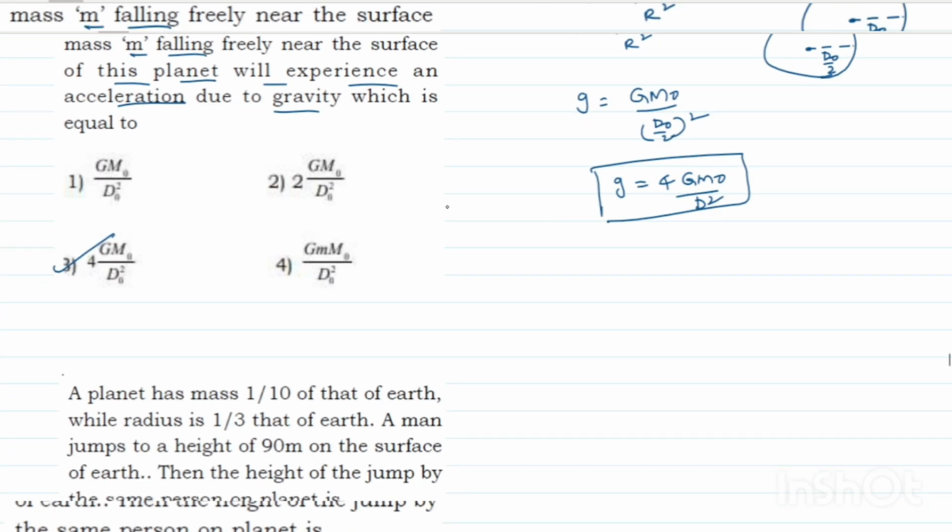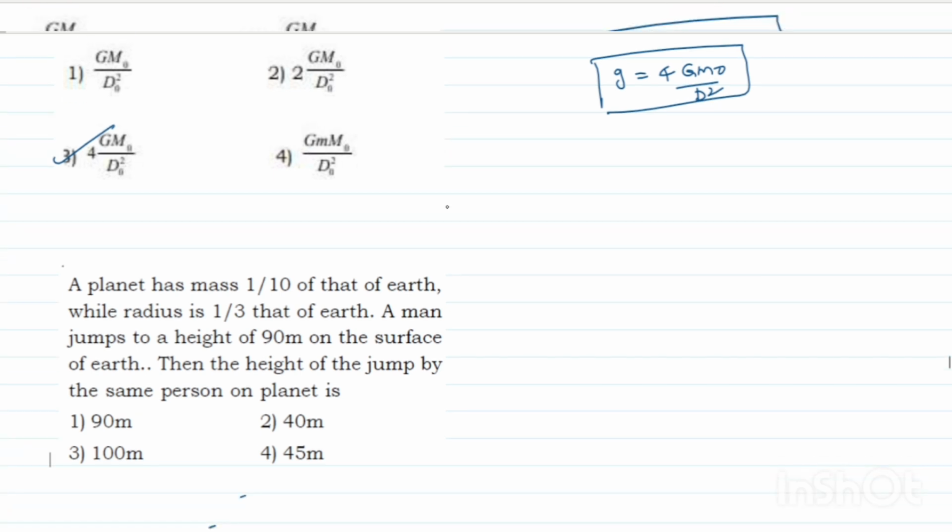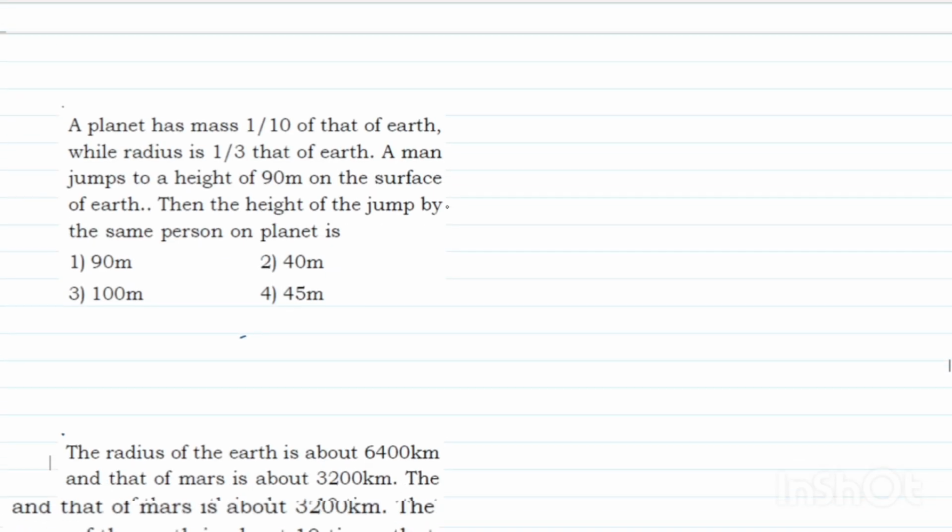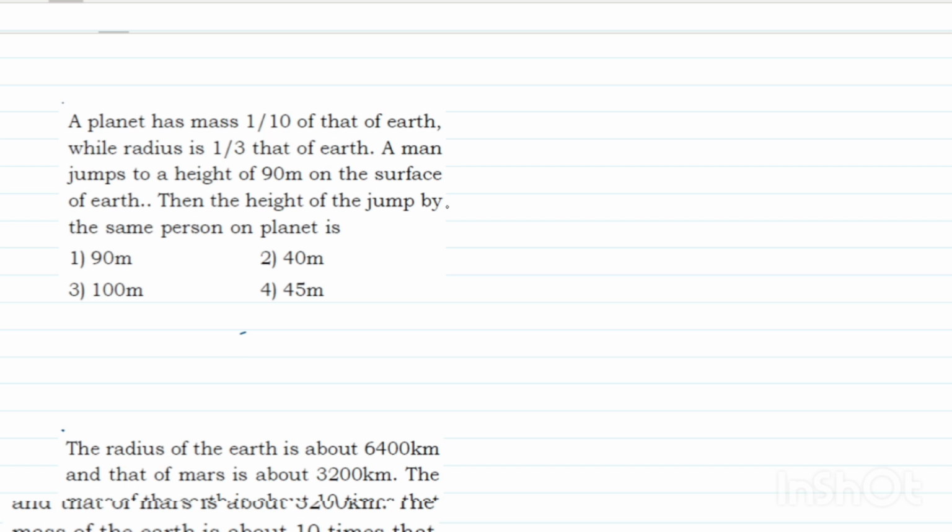Let us see the next question. A planet has a mass of 1 by 10th of the mass of the Earth, while its radius is 1/3 of that of the Earth. The mass of the planet is 1/10th of the mass of the Earth, and the radius of the planet is 1/3 of the radius of the Earth. A man jumps to a height of 90 meters on the surface of the Earth. Then how much height will the same person jump on the planet?